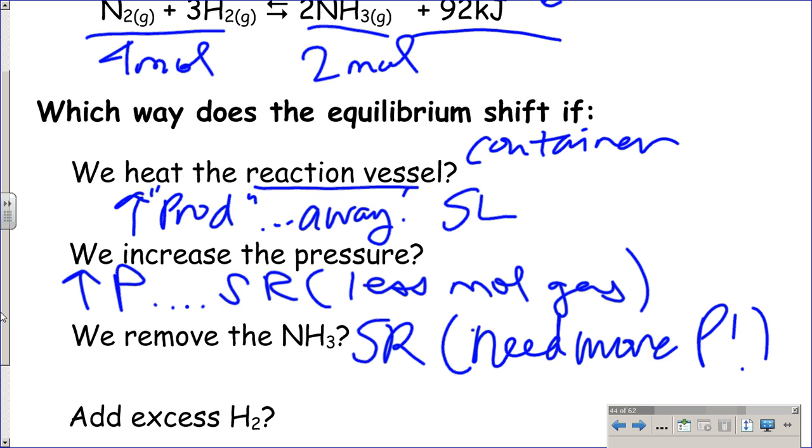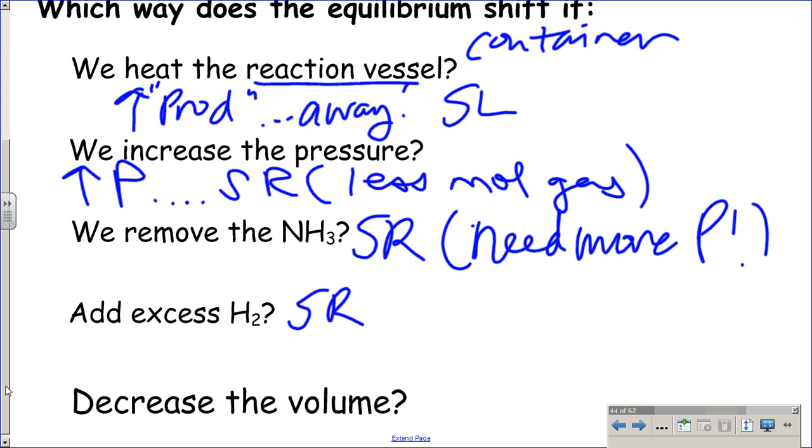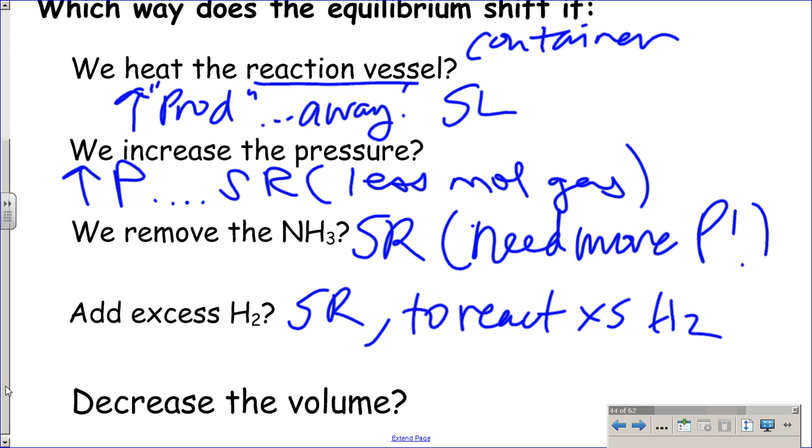Okay, adding excess hydrogen gas. Why shift right? Yeah, you have too many reactants. How are you gonna get rid of them? Don't go towards the reactants. That's an extreme. You're making too much. So shift right to react excess H2.